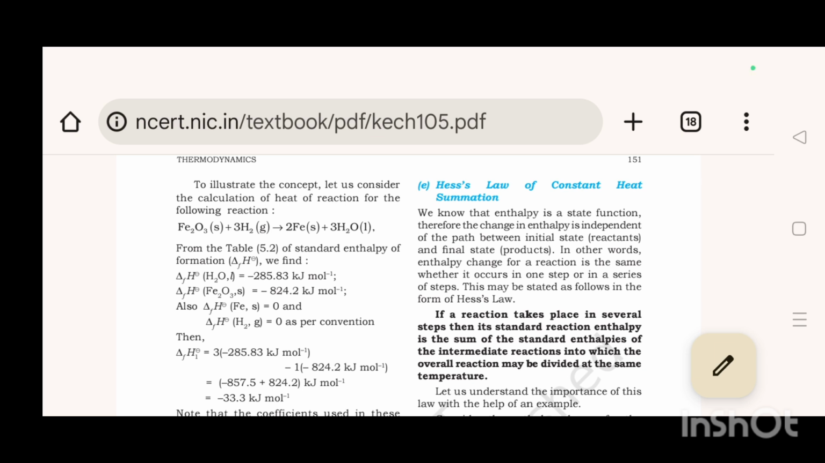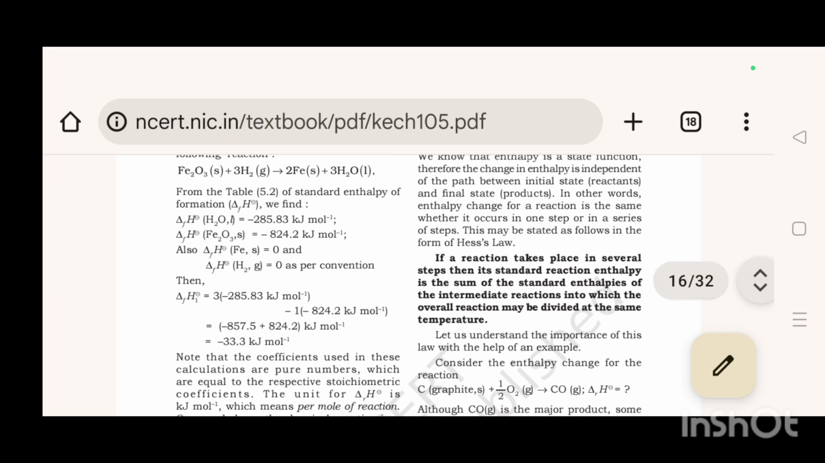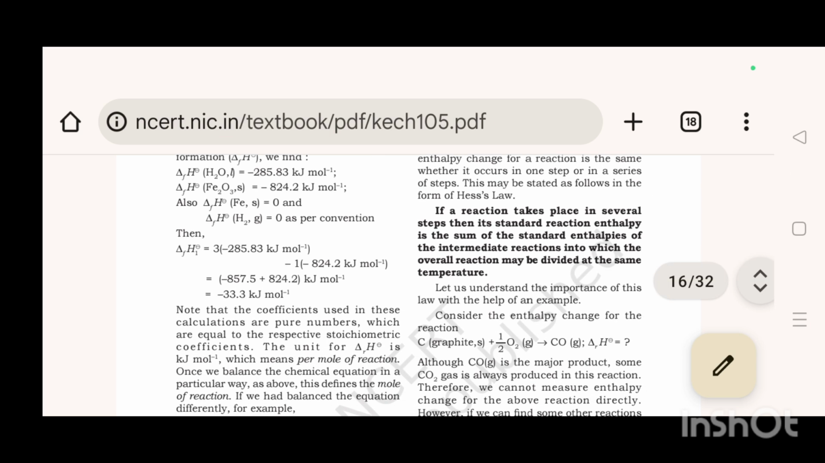Hess's law of constant heat summation. We know that enthalpy is a state function, therefore the change in enthalpy is independent of the path between initial state and final state. In other words, enthalpy change for a reaction is the same whether it occurs in one step or in a series of steps. This may be stated as follows in the form of Hess's law.